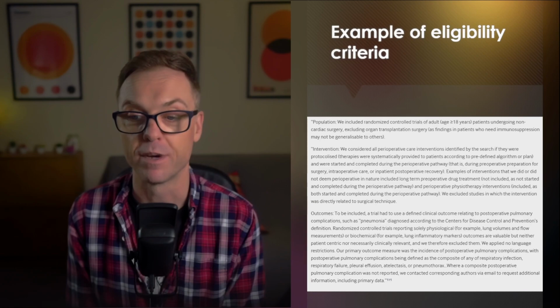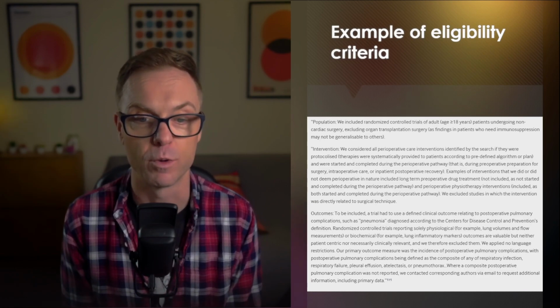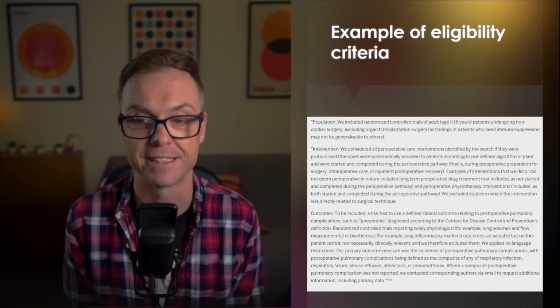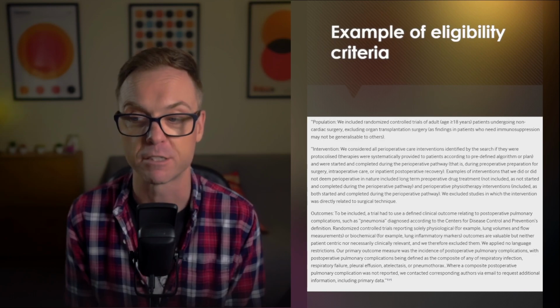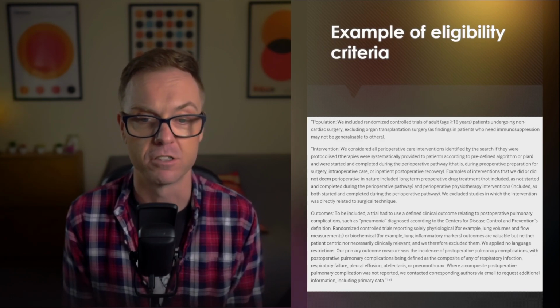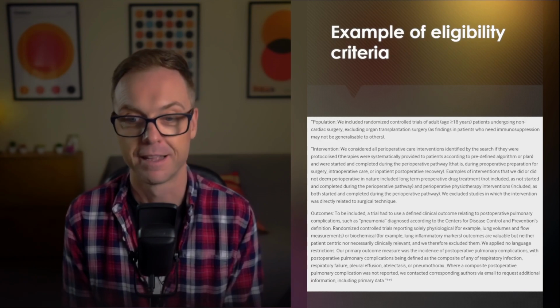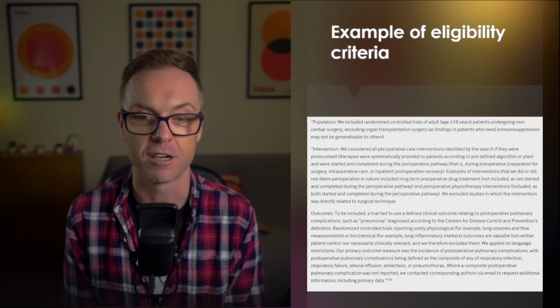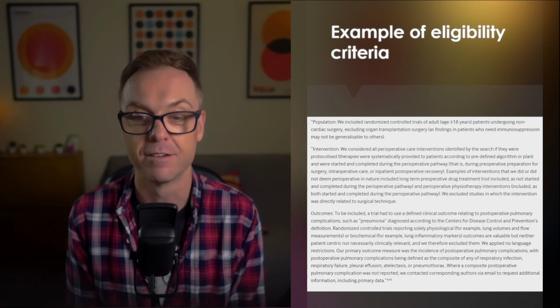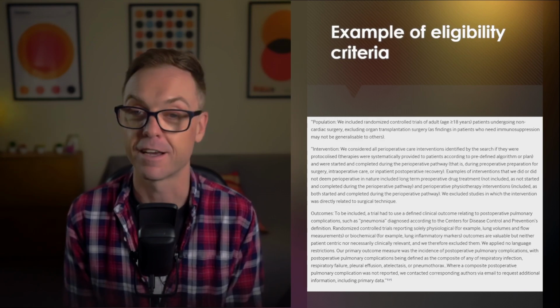Our primary outcome measure was the incidence of postoperative pulmonary complications, with postoperative pulmonary complications being defined as the composite of any respiratory infection, respiratory failure, pleural effusion, atelectasis, pneumothorax. Where composite pulmonary complication was not reported, we contacted the corresponding authors via email to request additional information, including primary data. Can't be clearer than that.